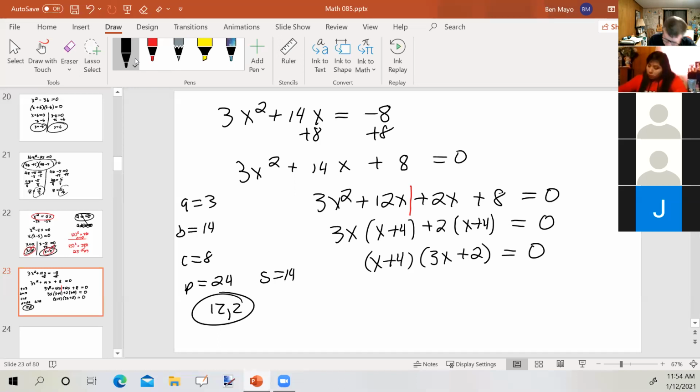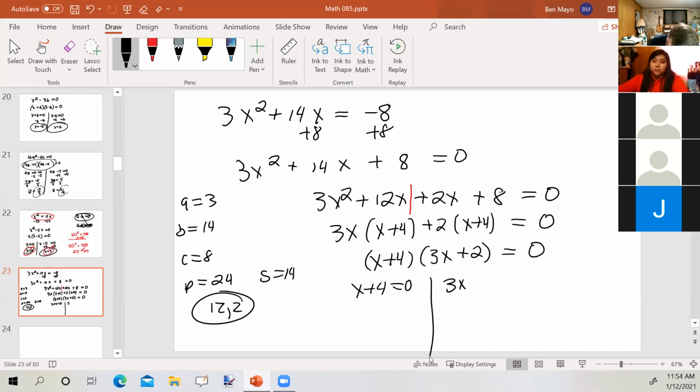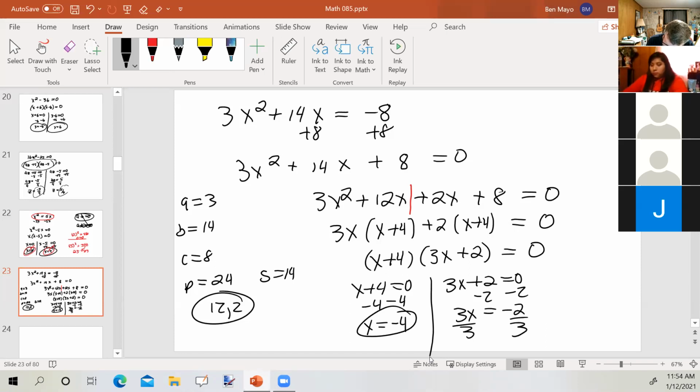Then we're going to take each factor that contains a variable and set it equal to 0. So if x plus 4 equals 0, we'll subtract 4 from both sides. x is -4. 3x plus 2 equals 0. We'll subtract 2 from both sides. 3x equals -2. Divide by 3, x equals -2/3. So my two solutions, x is -4 and x is -2/3.